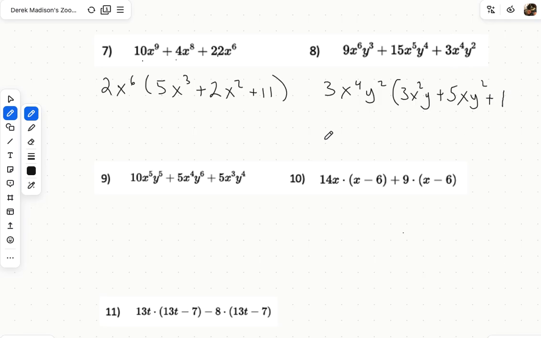And so when everything factors out like this one did, in that case you need that placeholder 1 so that if you distribute, you get that last term back. And then had that been a minus 3x to the 4th y squared, you would just have a minus 1 right there.